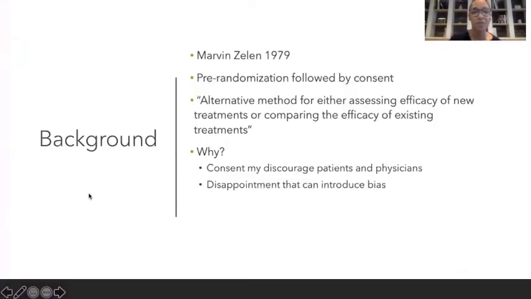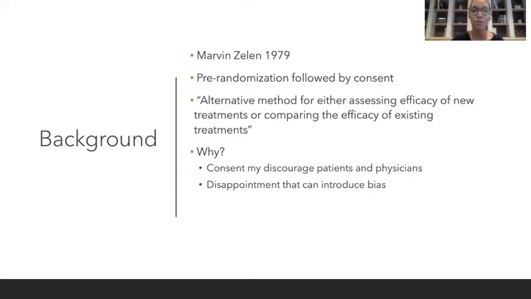Now, the Zelen design was first proposed by Marvin Zelen in 1979. It is a form of randomized clinical trial design, and Marvin was a statistician from Harvard School of Public Health. This strategy consisted of pre-randomization of patients followed by consent.